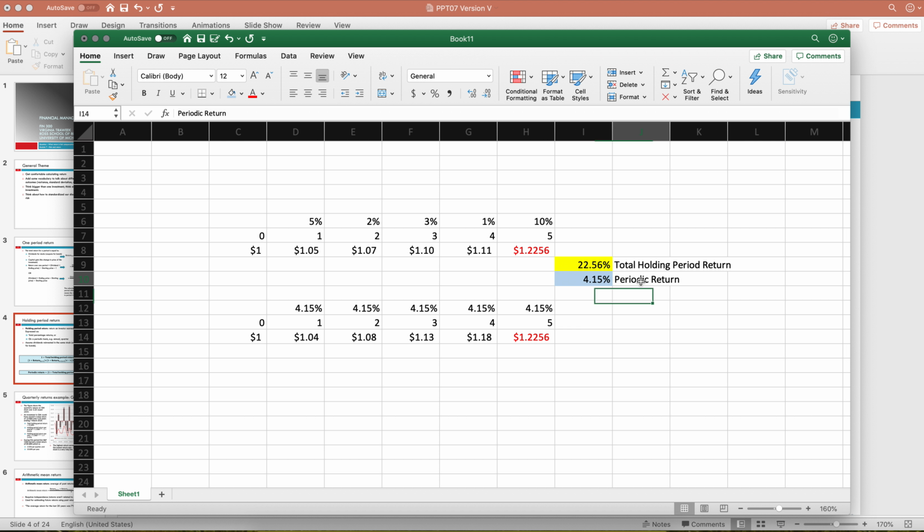So what does the total holding period return tell us? Well, it says that if we put a dollar in at year 0, at year 5 we got out $1.22 and change. And the periodic return tells us what the expected return would be every year. So if we put a dollar in at year 0 and we got the same exact return every year, we would end up with $1.2256. So that is the holding period return and the periodic return.